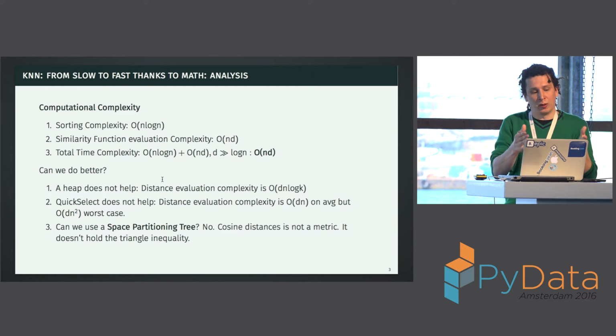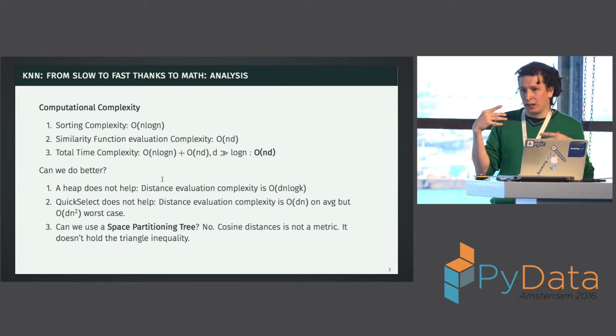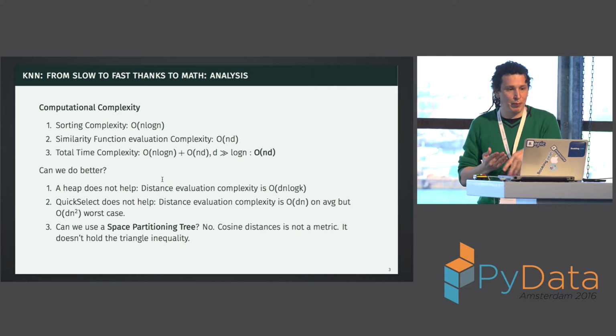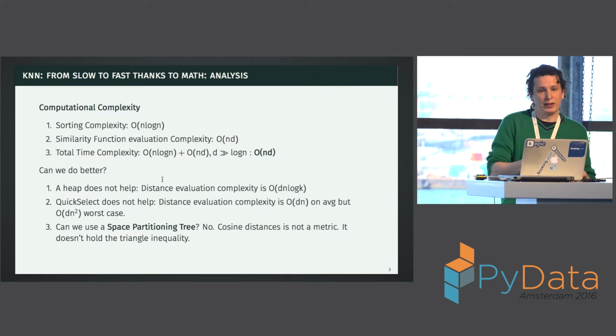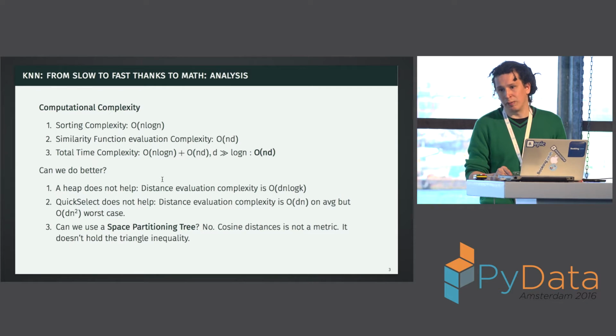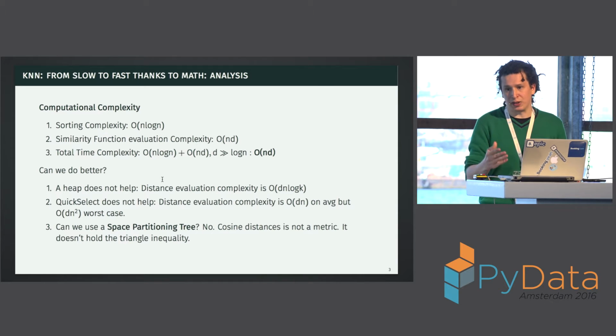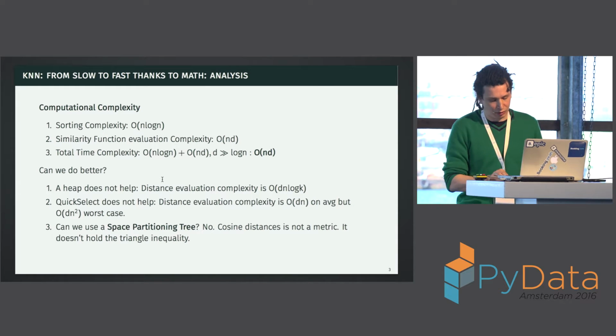Now, of course, if you do computational complexity analysis, you want to ask the question, can we do better? And the usual ways to improve this algorithm is probably using a heap or maybe a quick select. But none of this will help because they will actually add some overhead. Now, the third way to solve this, to improve this, is to use a space partitioning tree. And that's where I want to focus on.